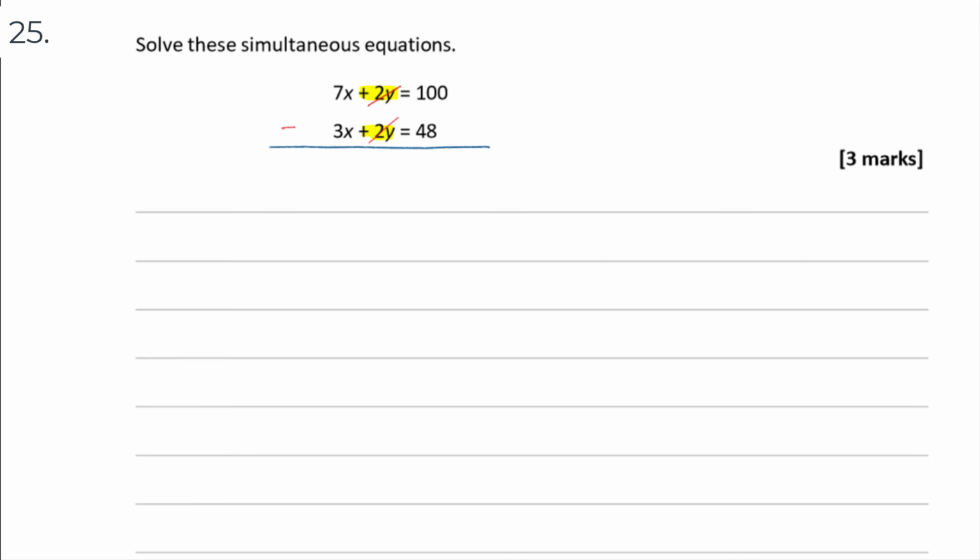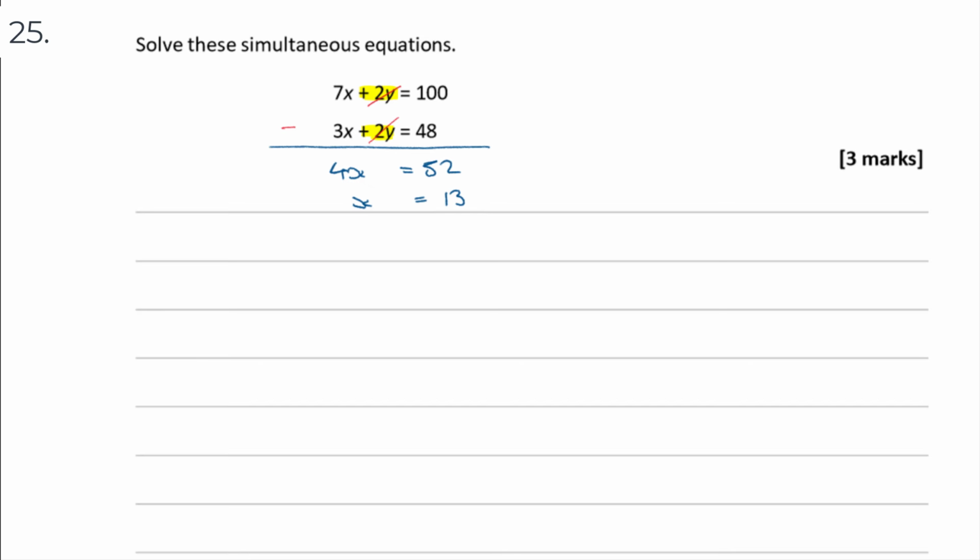Okay? So doing the same with the other parts of the equation. 7x take away 3x leaves me with 4x. We've already said that 2y take away 2y is nothing. And then 100 take away 48, that leaves me with 52. So what's x then? Dividing both sides by 4, I'm going to get x is 52 over 4, which is, 4 into 52 goes 13 times. So x is 13.